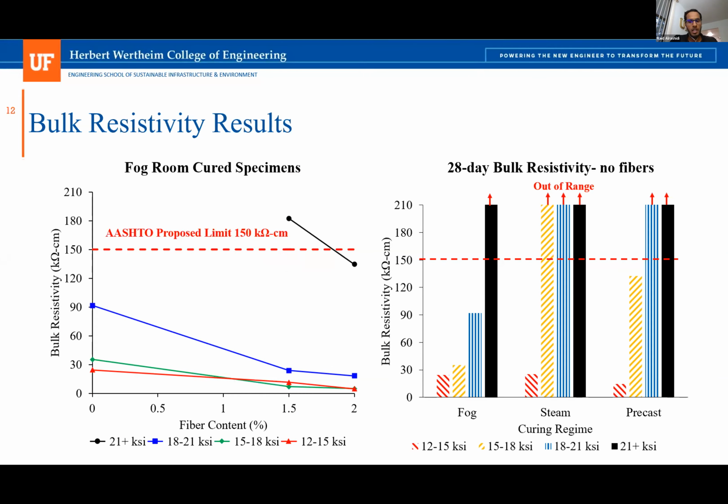But we believe this value is a bit subjective. Why? Because first, it was meant for proprietary mixes, and usually the non-proprietary mixes have lower strength than the proprietary mixes. Second, it was only meant for the standard curing method, the fog curing. And for the steam, the precast, we can see here, it already exceeded this proposed limit by Federal Highway. So it does not work for all the curing methods as well.